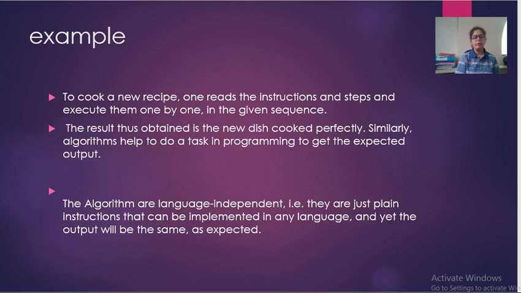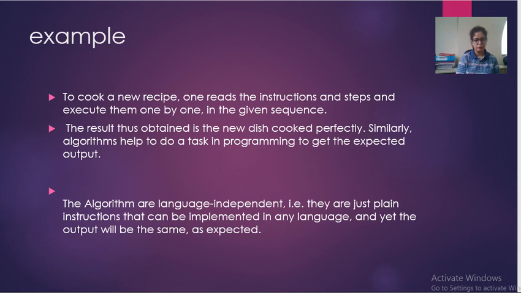So, for example, you want to cook something, and you want to cook a new recipe. So, what are the steps that everyone follows to cook a new recipe? One reads the instructions and the steps and executes them one by one in the given sequence. For example, you have to prepare a tea. So what are the steps? First of all, you have to take a pan, then place it on the gas, then add some water, tea, sugar, and at the end you have to add milk, and you have to boil for 10 minutes. So this is a complete recipe to prepare a tea.